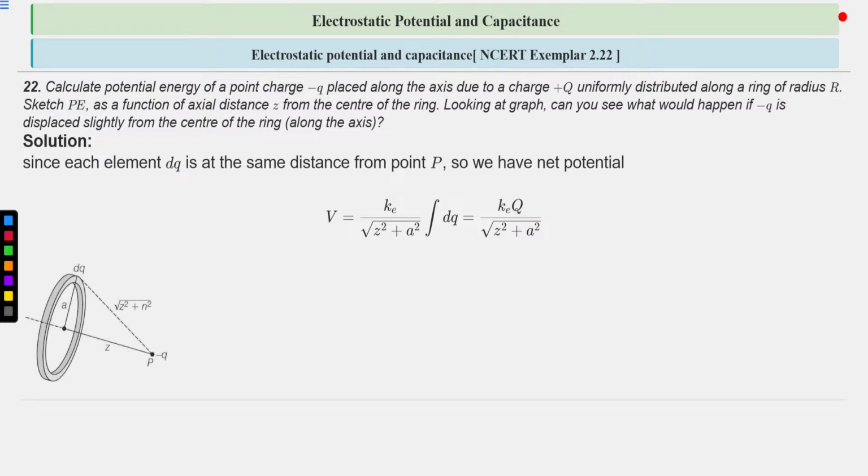So this ring is symmetric about an axis. If we take any element, if we take this element, it will also be at the same distance from this point P. If we take this element, it will also be at the same distance from this point P, because this ring is symmetric.